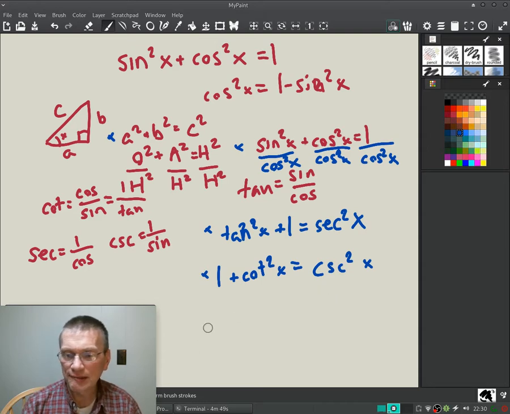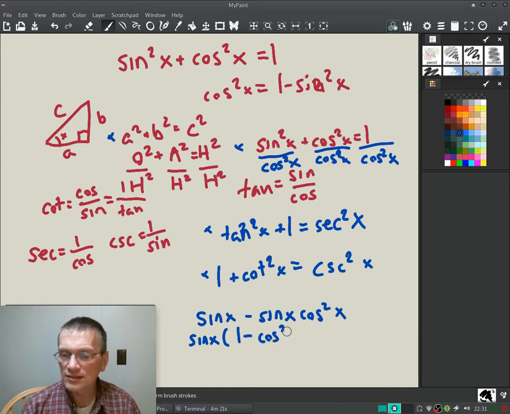For example, say you had this equation, sine of x minus sine of x cosine squared of x, and you wanted to simplify this equation. It's not very nice looking. You can notice you can factor out a sine of x. You get 1 minus cosine squared of x. And from this identity up here, just subtracting cosine squared of x from both sides, that's equal to sine squared x. So this simplifies to sine of x times sine squared x.